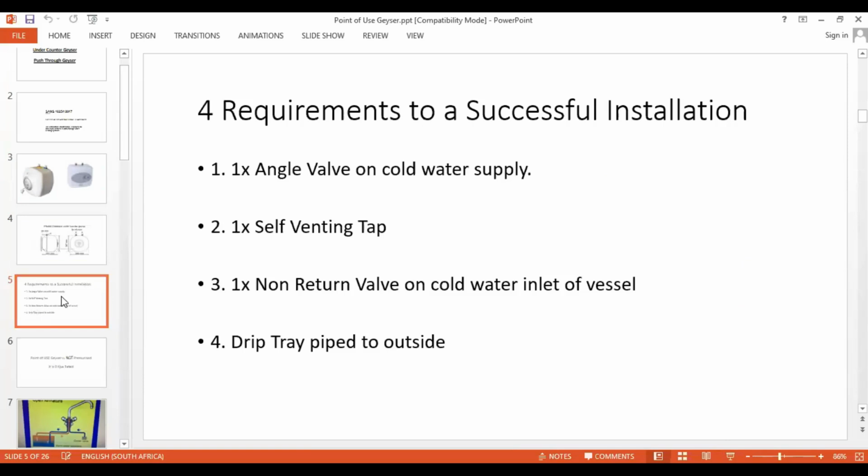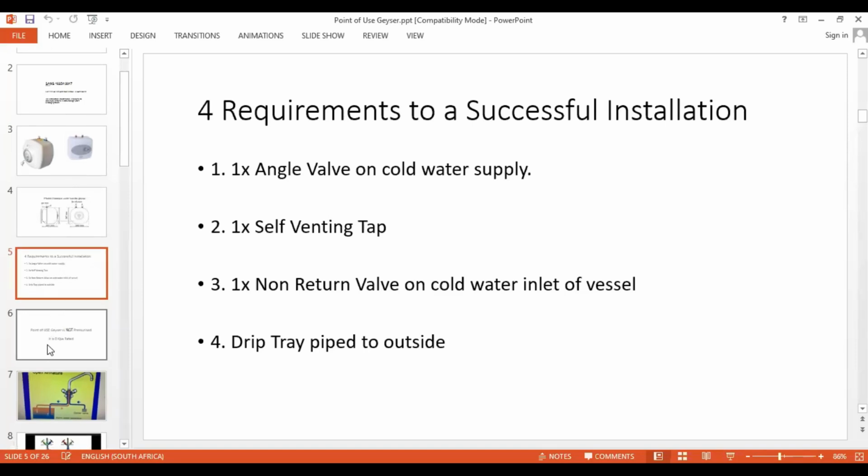Now, most importantly, there are four requirements to a successful installation. All you have to remember are four steps. One, you need an angle valve on the cold water supply. Two, you need one self-venting tap. Three, you need a non-return valve on the cold water inlet of the vessel. And I'm going to talk about a vessel rather than a geyser, so we get our minds away from the pressurized unit. And then four, we have a drip tray, which must be piped to the outside.